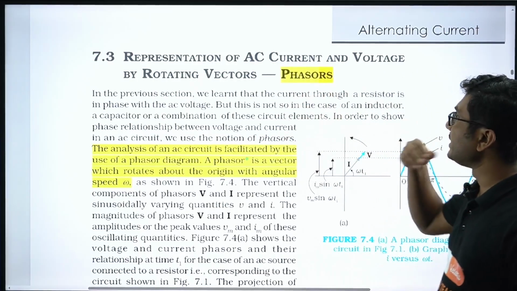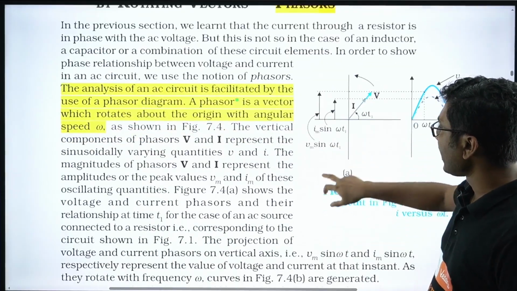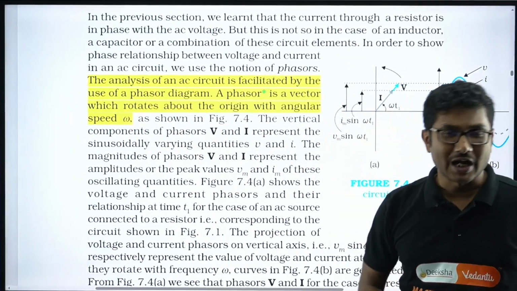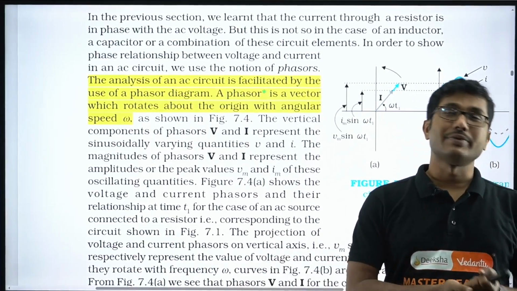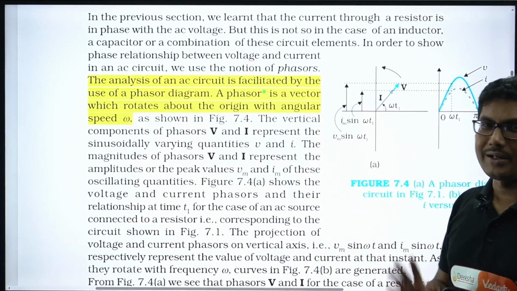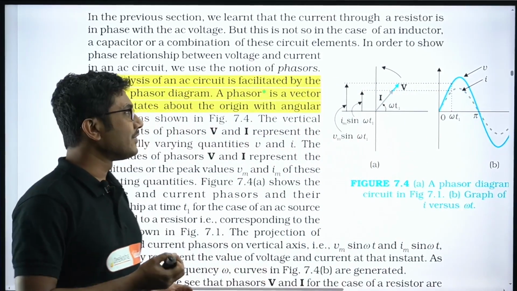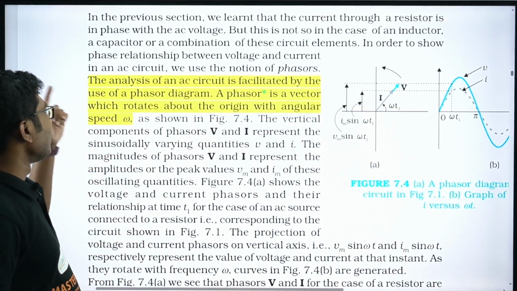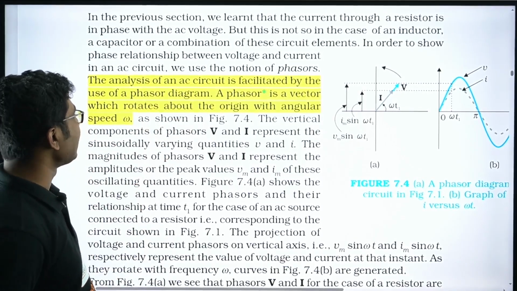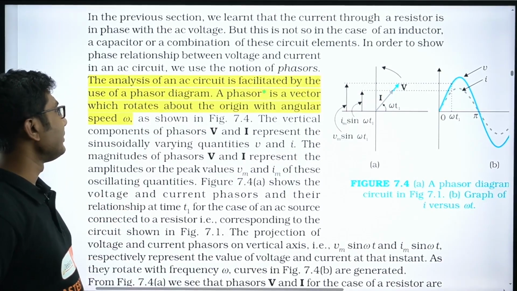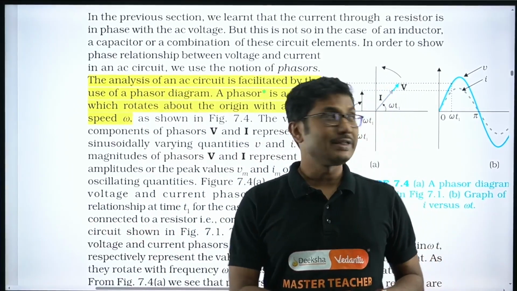Now representation of AC current and voltage by rotating vectors are called phasors. Phasors are a very important concept. Okay, in higher physics, if you study physics in higher class, definitely you will learn a lot about phasors. Phasor diagrams will be there in sound as well. But in this chapter, what you have to remember is that a phasor is basically a way to represent something which is changing with time. The analysis of an AC circuit is facilitated by use of a phasor diagram. A phasor is a vector which rotates about the origin with angular speed omega. Okay, so angular speed omega is with which a vector is rotating.